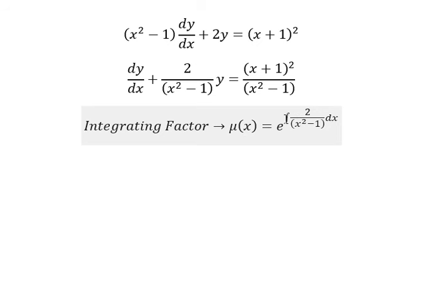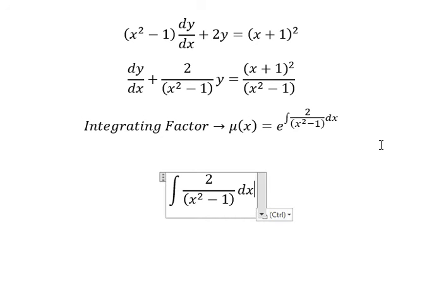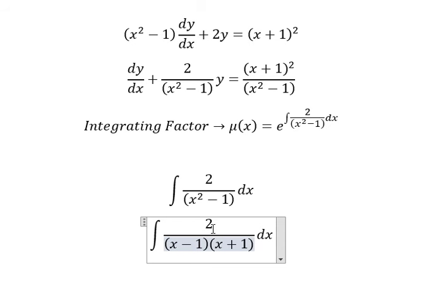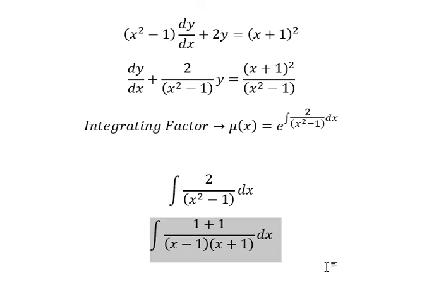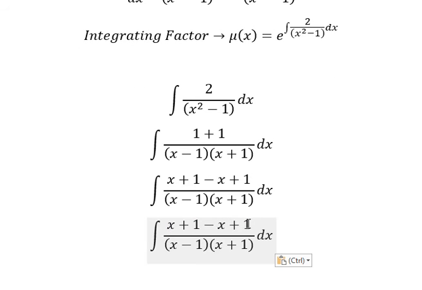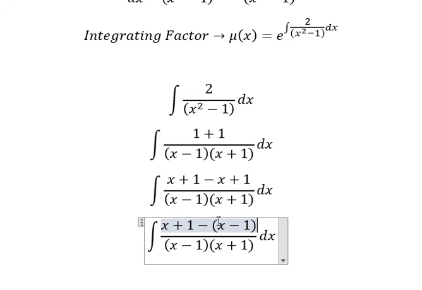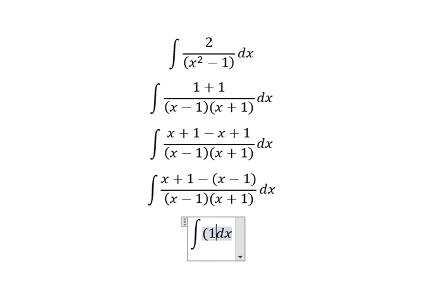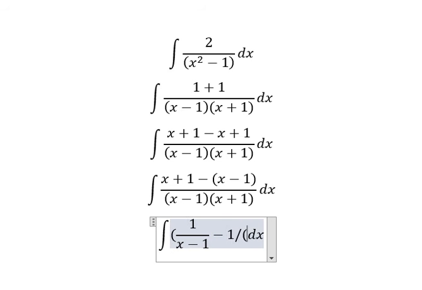Now I will concentrate on this integration. We know that s squared minus 1 we can put into s minus 1 times s plus 1. Number 2, that's 1 plus 1. So I will put s in here. Later we need to subtract s, and this one is s minus 1. So s plus 1 divided by s plus 1, s minus 1 divided by s minus 1. So we have 1 over s minus 1 minus 1 over s plus 1.